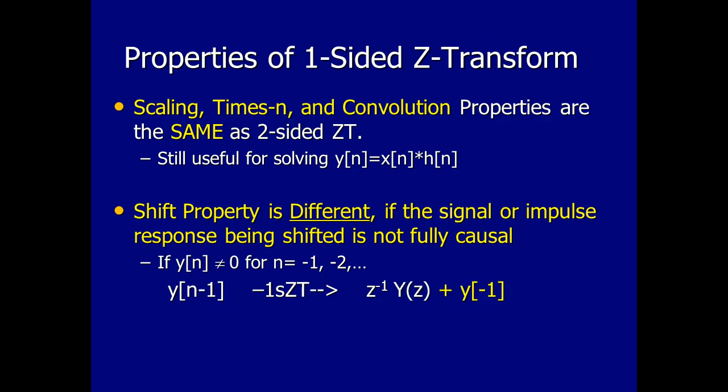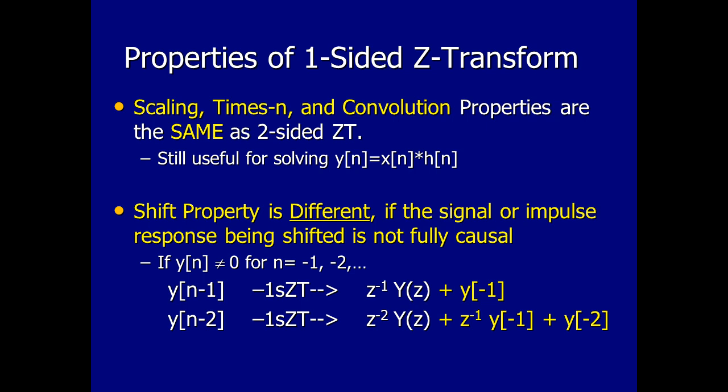Okay? So if you have a signal that's non-causal, and you've found its one-sided Z transform, if you then shift it, you need to add this initial condition term to the shifted Z transform, and the process just repeats. So if I shift by 2, I've got to apply the property twice. So y of n minus 2 is z to the minus 1 times that whole thing plus another initial condition. Yes, Natalie?